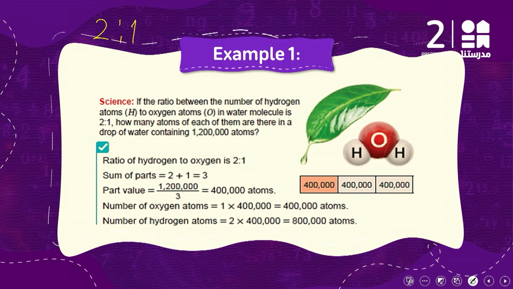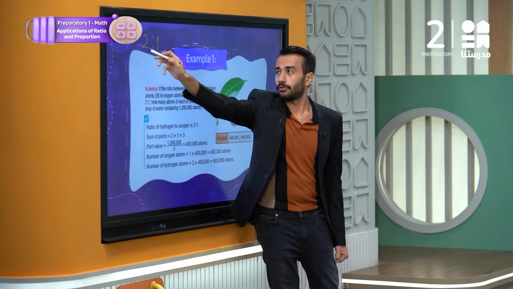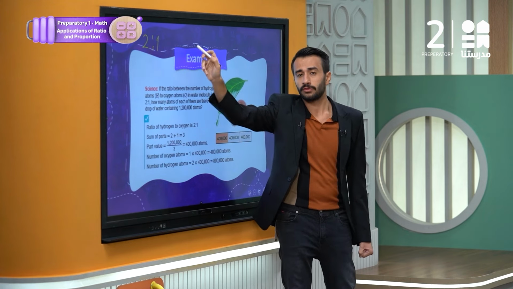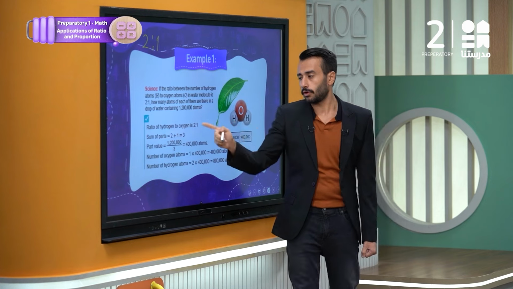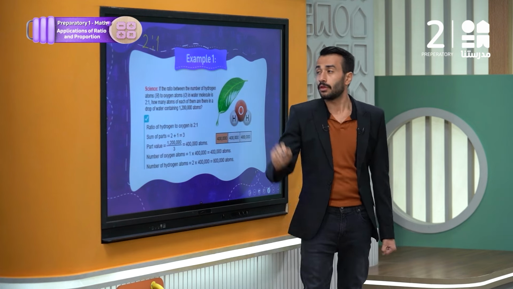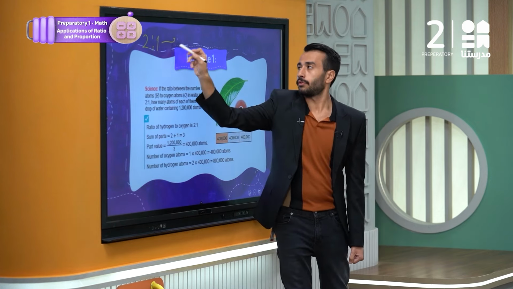So how many atoms of each of them are there in a drop of water containing 1,200,000 atoms? We need to add both of them, as for 1 molecule including 2 hydrogen with 1 oxygen, there are 3 in 1 molecule. So if we add them, we found they are for sure 3.